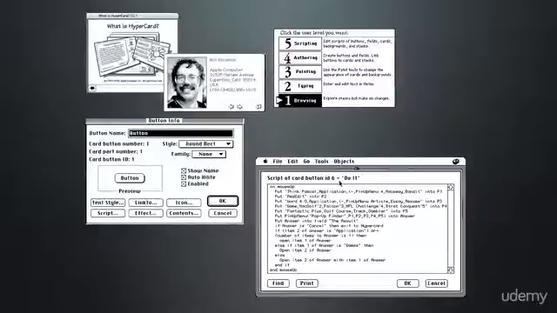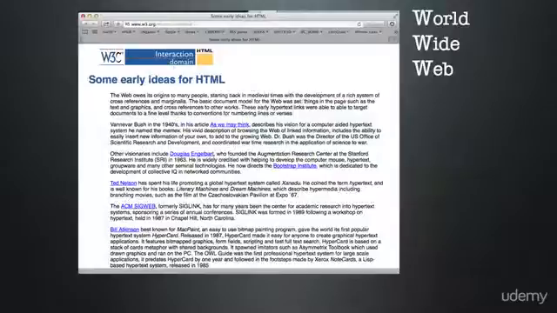HyperCard also had a programming language, HyperTalk, that was almost plain English, and brought with it the first concepts of object-oriented programming. Unfortunately, Apple never understood the full potential of HyperCard, and the product slowly went into oblivion. Years later, Tim Berners-Lee would be inspired by HyperCard when he created the World Wide Web. Also, Viola, one of the very first web browsers, would get much inspiration from HyperCard.